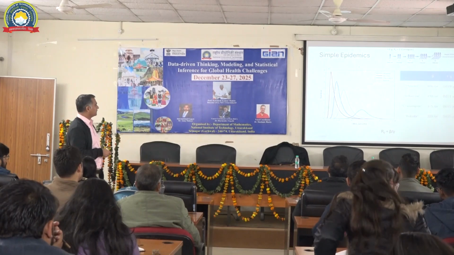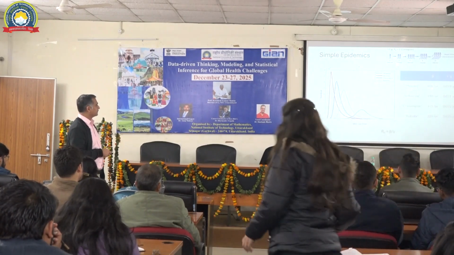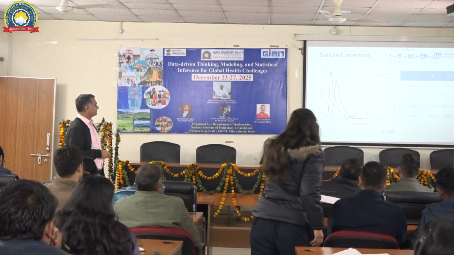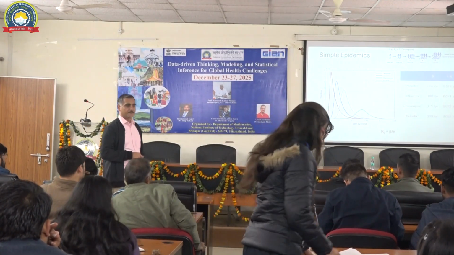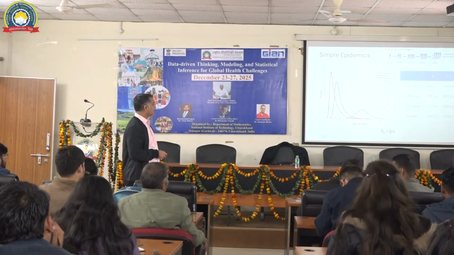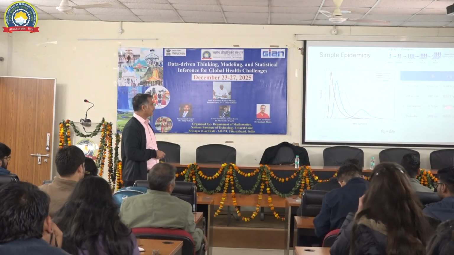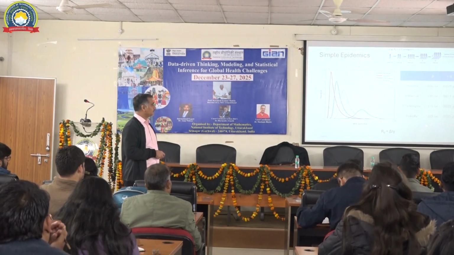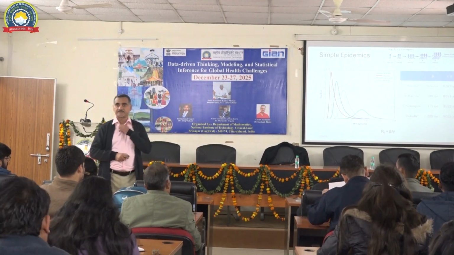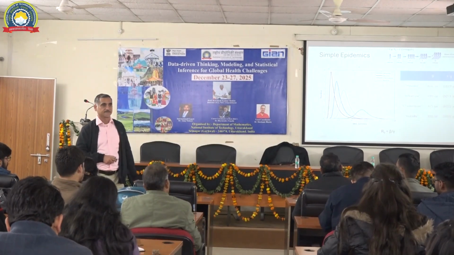Okay, I already talked about it. These are the reproduction numbers. For measles, it is a very high reproduction number, around 17. Influenza is 2. Chickenpox is 7. So that means measles can spread much faster in the population in general.